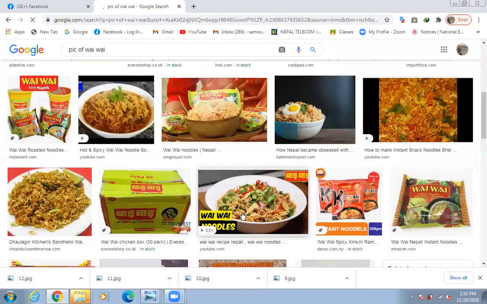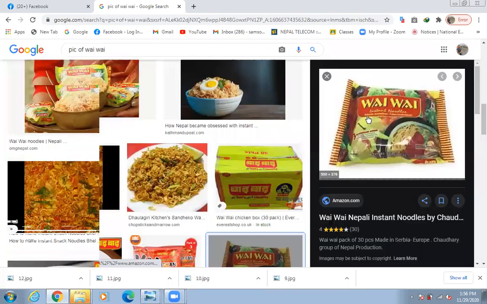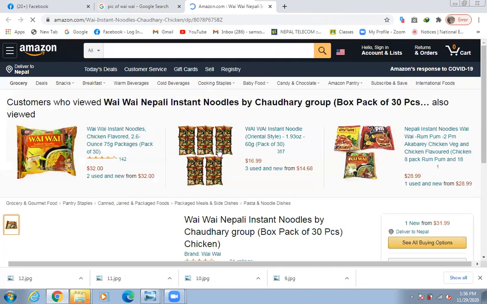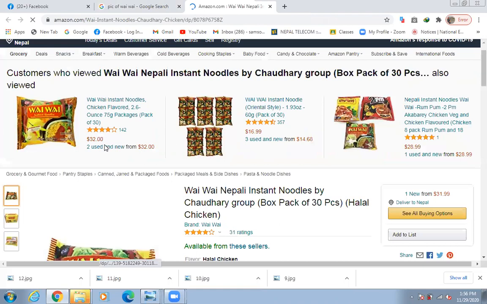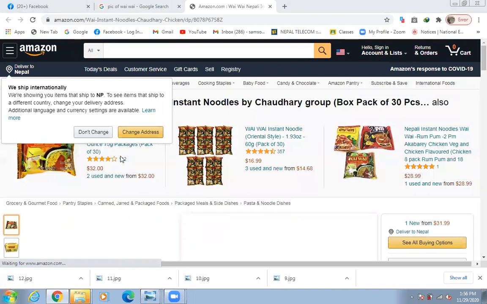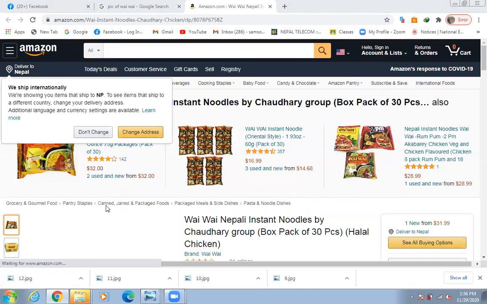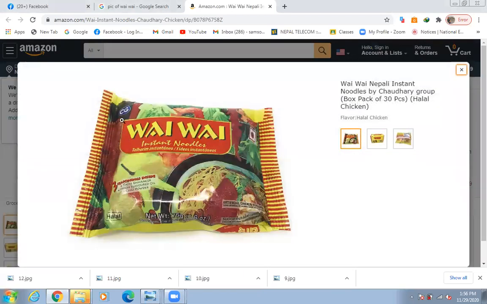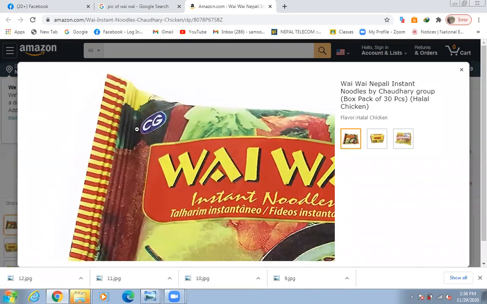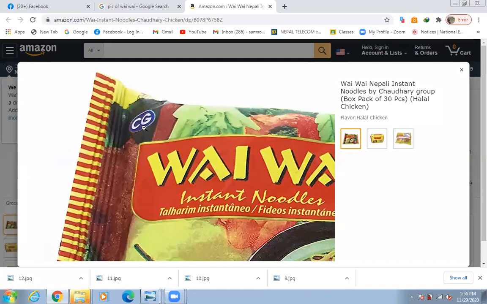Now where is it written CG? Here it is written CG. If somebody asks you whether you know about the CG company, you will be called a fool if you don't know what CG company is. CG company is the brand of Nepal, the top most brand of Nepal. CG means Chaudhary Group of Company.